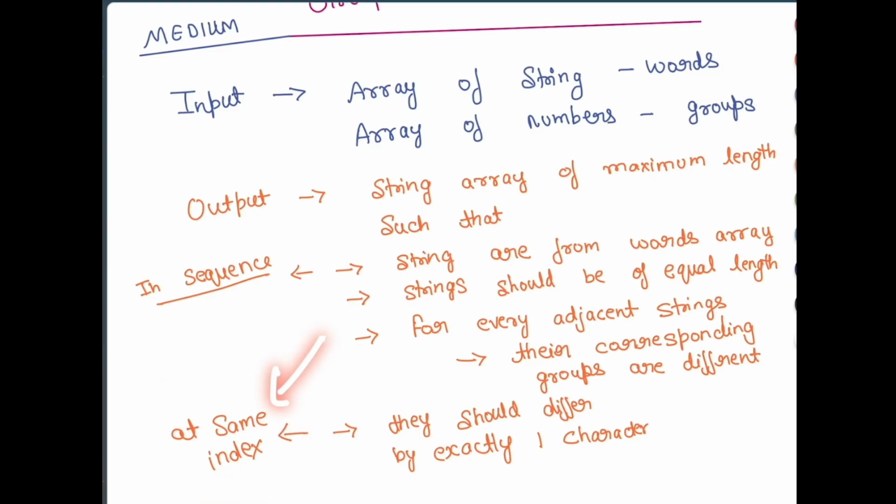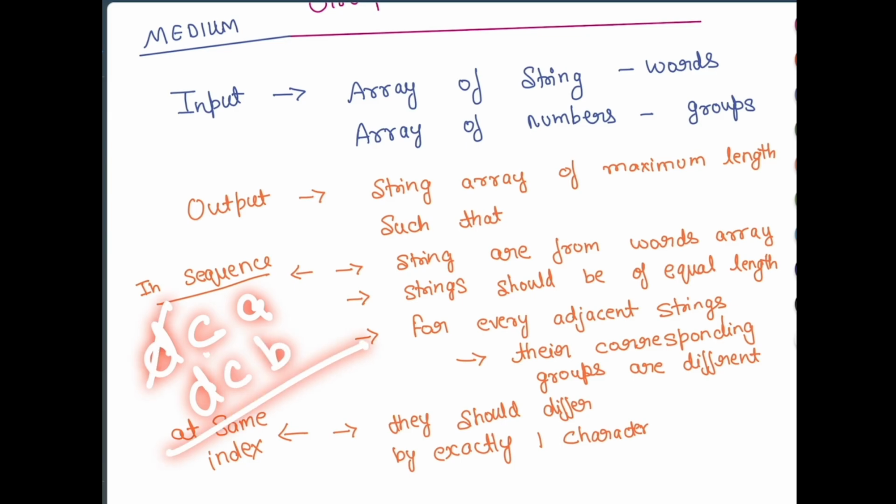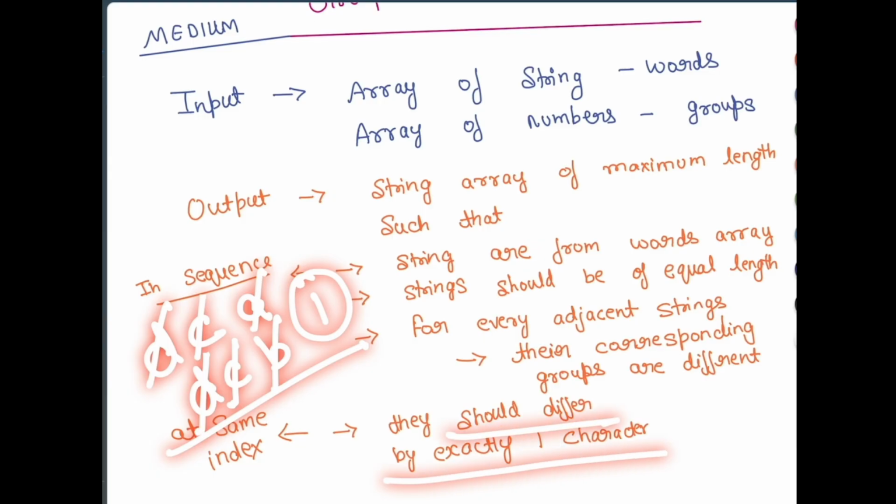Now what does this same index mean? Let me tell you. For example, if there is a string DCA and another string DCB, you need to compare the characters at the same indexes. So D is equal to D, which is fine. C is equal to C, which is fine, and A is not equal to B. So you have one different character in these particular strings. So you can say that these two strings are valid because they differ by just one character.